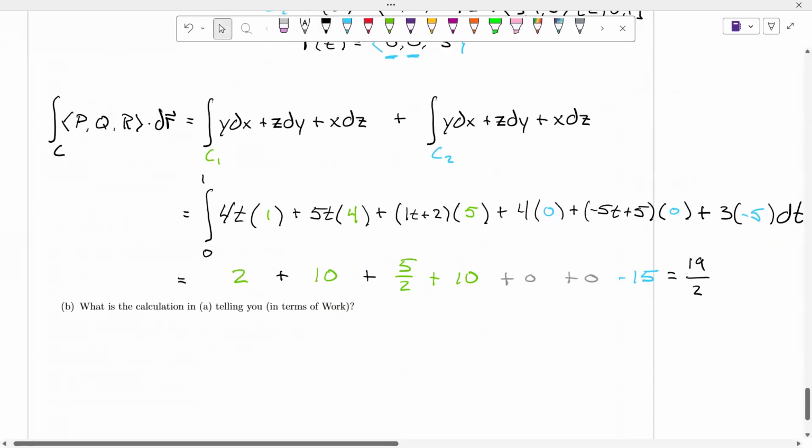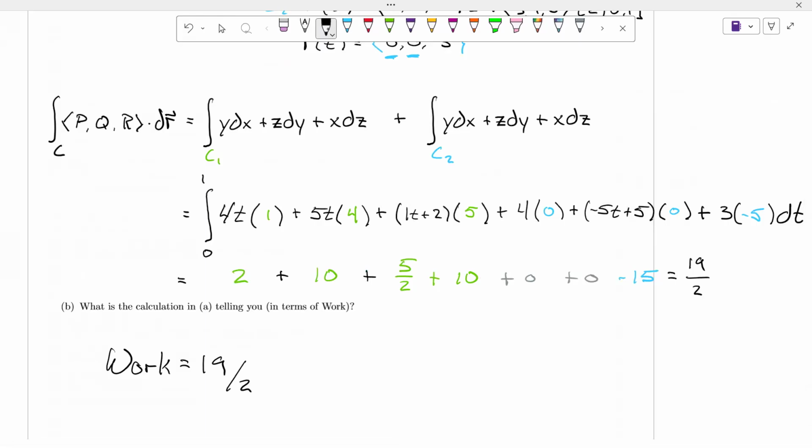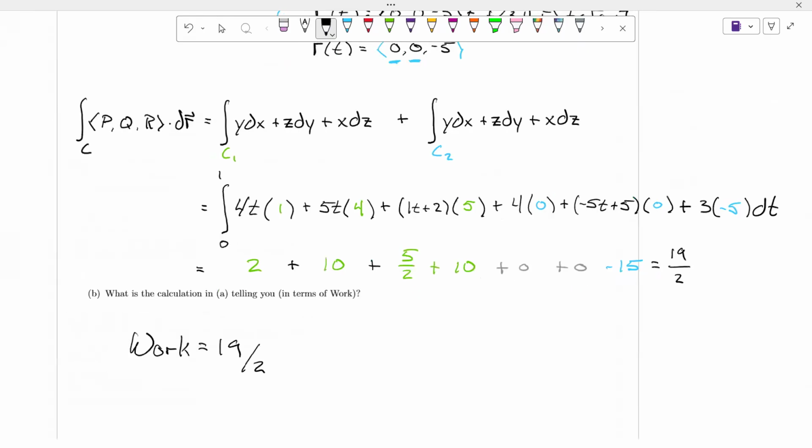Cool. So in the end, we found that the work is 19 over 2. That I think is the thing I want to say there at the end.